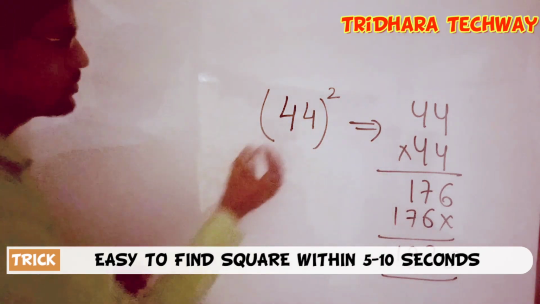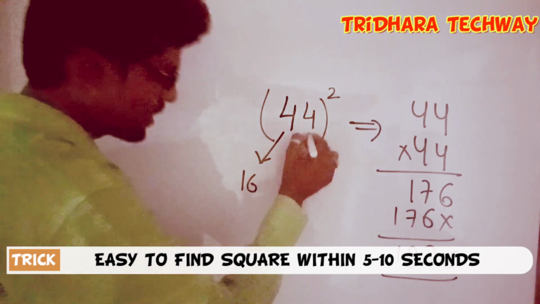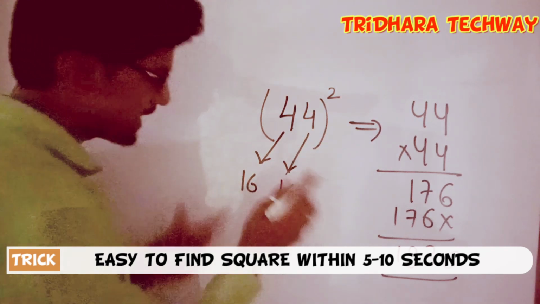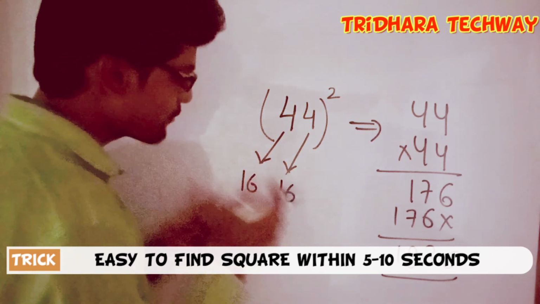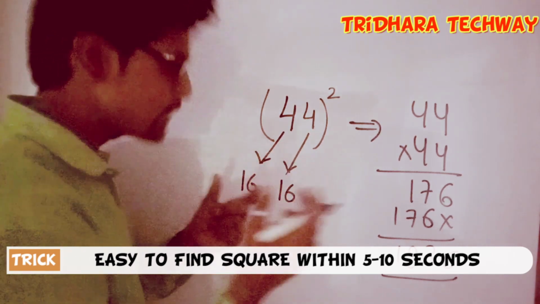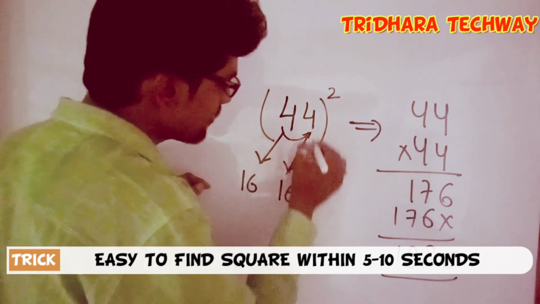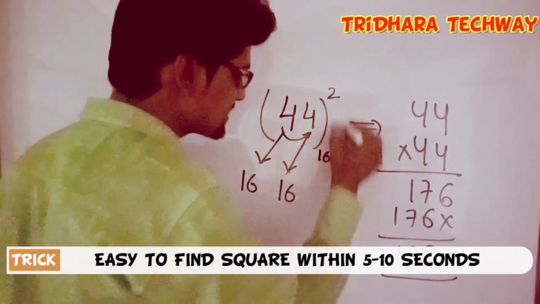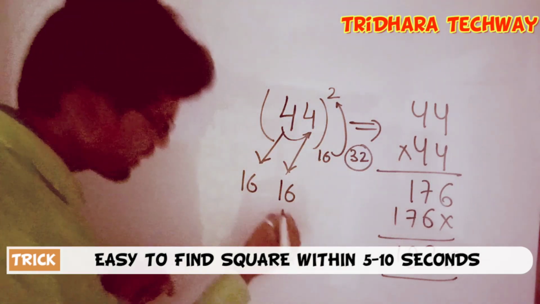Now come to the shortest trick. 4 square 16, 4 square 16. It means you have to square the first number and then after that the second number. After that what you have to do: 4 into 4, 4 into 4 means 16, and the 16 into 2, what? 32.